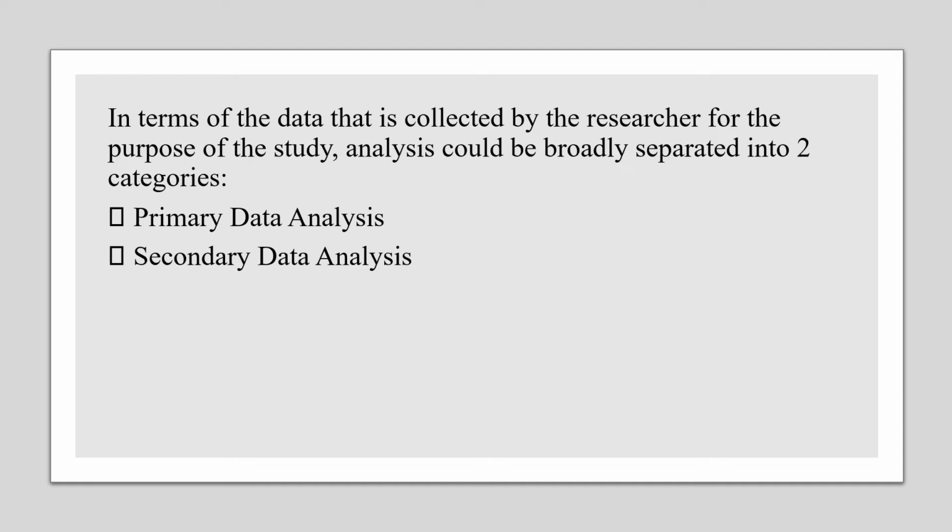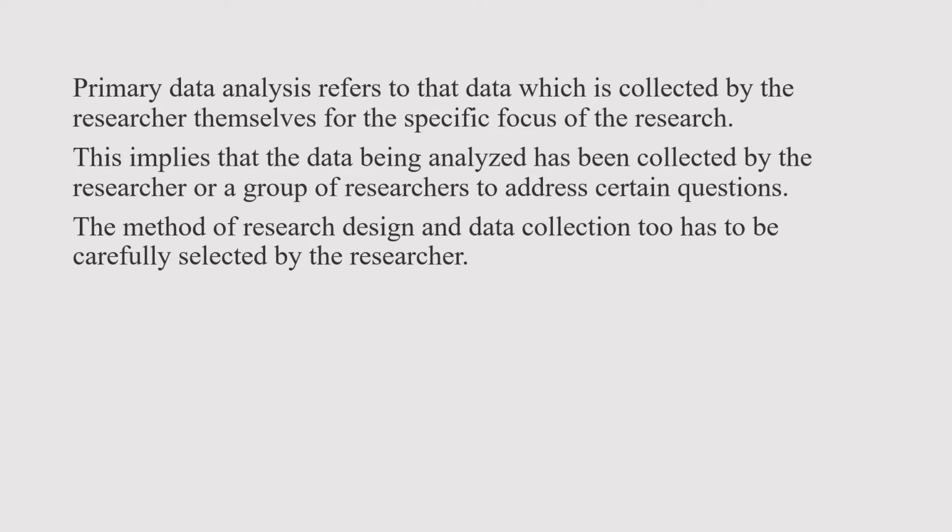In terms of data that is collected by the researcher for the purpose of the study, analysis could be broadly separated into two categories: primary data analysis and secondary data analysis. Primary data analysis refers to that data which is collected by the researcher themselves for the specific focus of the research. This implies that the data being analyzed has been collected by the researcher or a group of researchers to address certain questions. The method of research design and data collection too has to be carefully selected by the researcher.